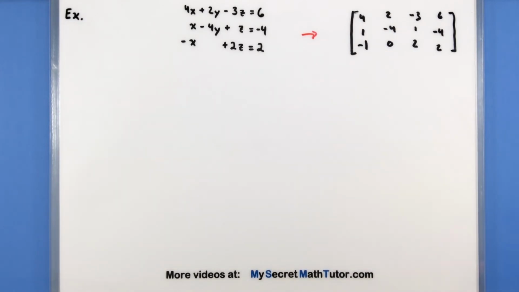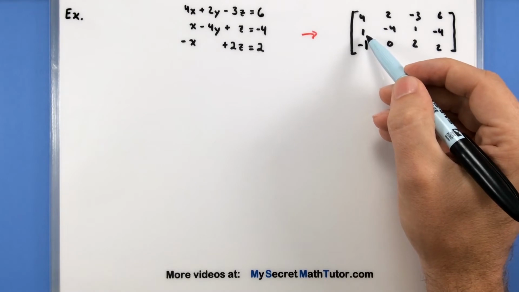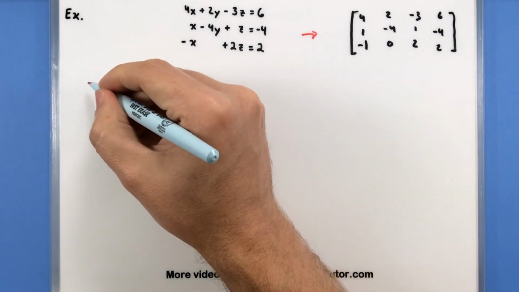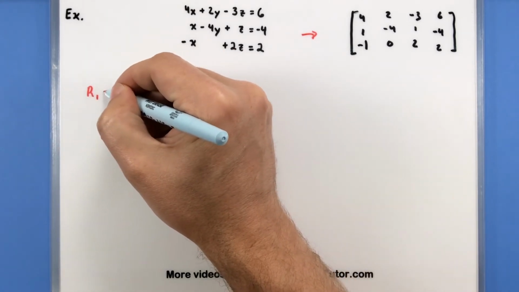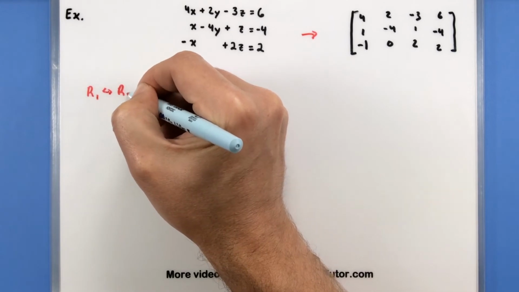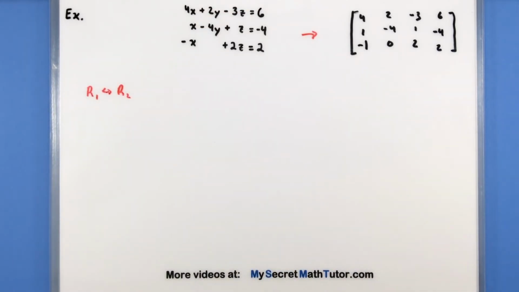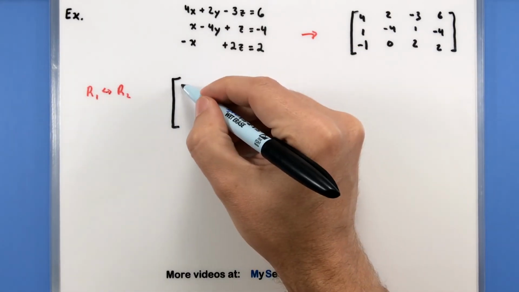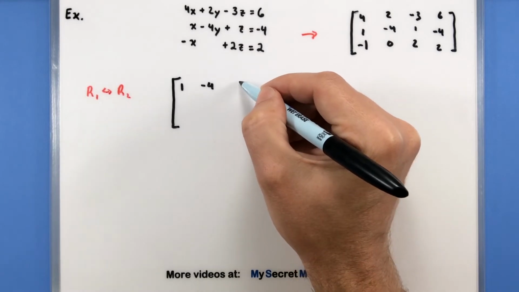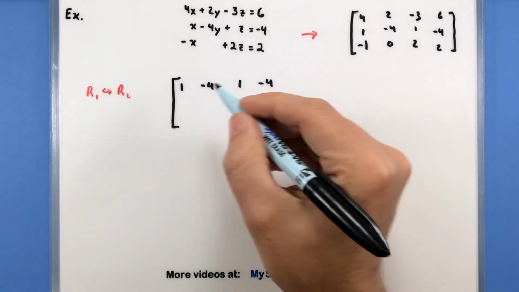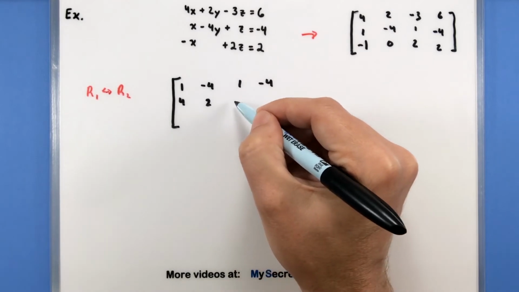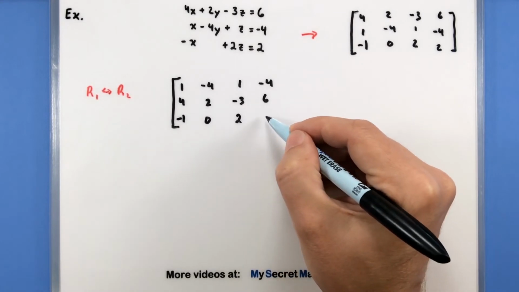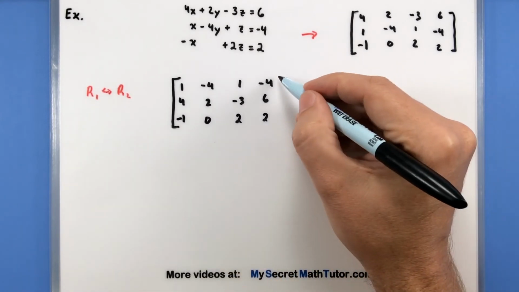Now we're going to work on getting a 1 in our first row, first column. Hey, but look, there's a 1 sitting there in the second row. I can actually just swap 2 rows to get it there. So let's take row 1, and we'll go ahead and swap it around with row 2. That's the only change we'll make, just swapping these 2 around. So I'll give us a 1, negative 4, 1, negative 4, and this will be our new row 2. So 4, 2, negative 3, and 6. And we haven't done anything with the last row, so we'll just leave that as it is. Negative 1, 0, 2, and 2.